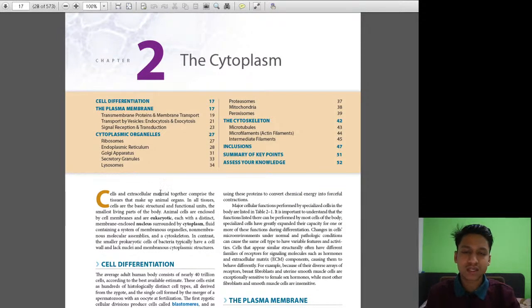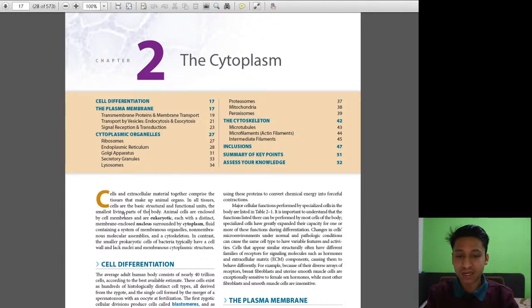Okay, so cells and extracellular matrix together comprise the tissues that make up animal organs. In all tissues, cells are the basic structural and functional unit, the smallest living part of the body. So basically, cells together make a tissue, tissues together make an organ, organs together make an organ system, and different organ systems work together for a functional human body. So it all boils down to a functional unit, the cell.